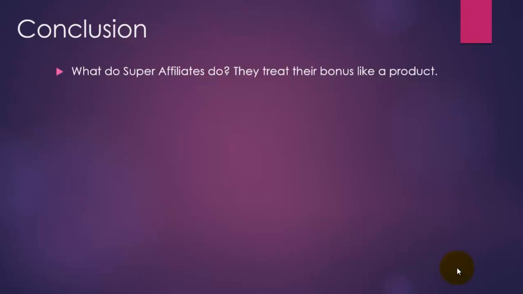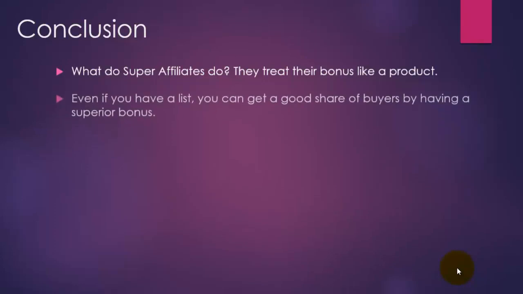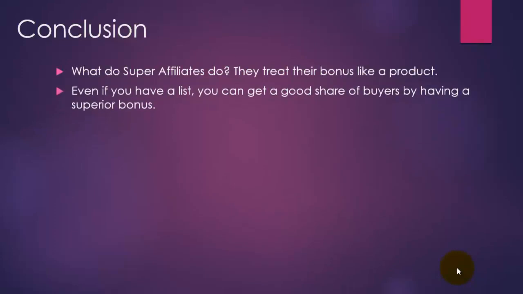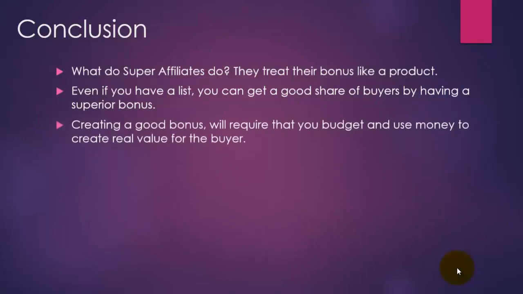You are marketing a product as an affiliate. You're not just putting a link out there. What super affiliates do is they treat their bonus to the buyer as a product. So even if you have a list, you can get a good share of buyers by having a superior bonus. And when you're creating a good bonus, yes, you are going to want to use money and time, but you're going to want to create real value. That really is the key. You're really looking for what's missing in that product. You're looking to get the buyer started faster. You're looking to give the buyer more than what they would get otherwise if they didn't have your bonus. That's really what you're doing.